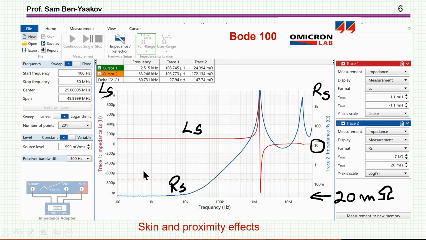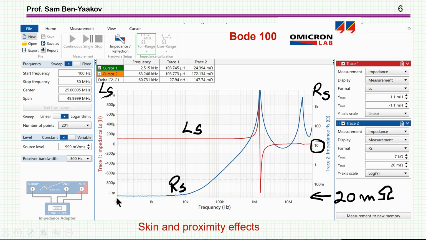Here I'm showing a run of a Bode 100 of Omicron Lab. This is a network analyzer. I'm looking at a commercial inductor. This is the inductance as a function of frequency, and it's pretty much constant up to the resonant region, which we are not interested in here in this presentation. More importantly, the resistive part of the winding is increasing with frequency at a given point. This is due to proximity and skin effect.